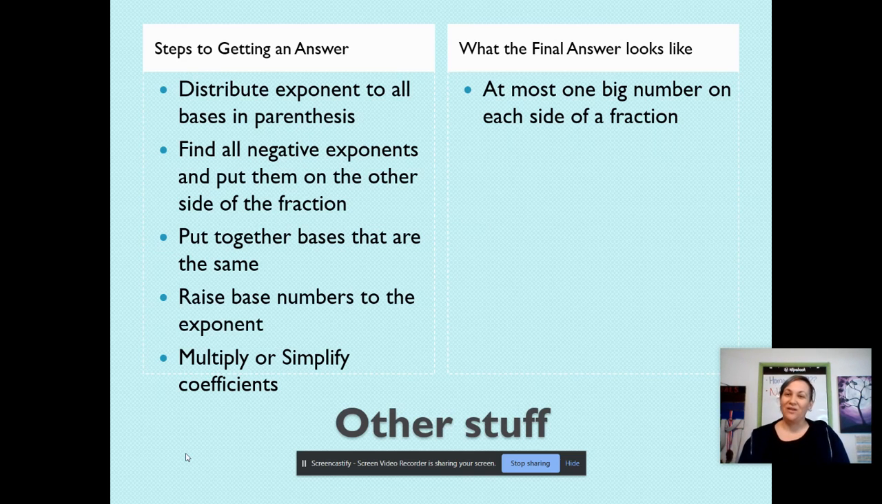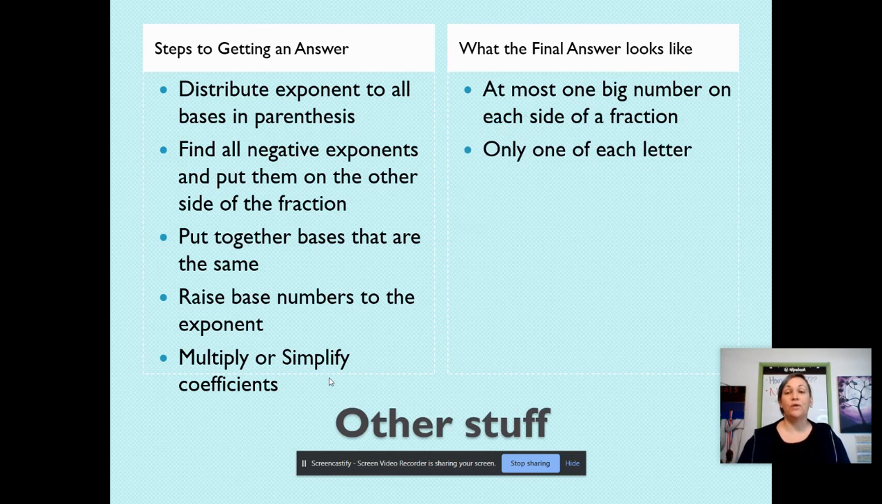Also, make sure that your numbers in the fraction have been simplified. If you have a fraction that says 8 over 2, you're not done. 8 divided by 2 would turn into the number 4. That was this last step over here, okay?